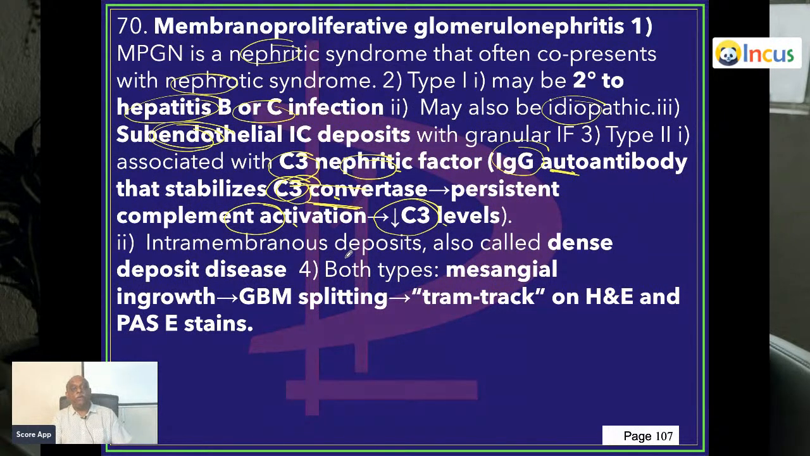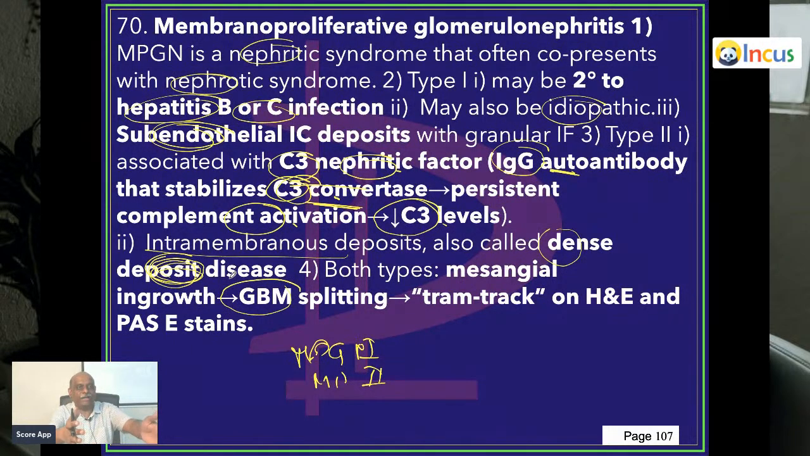Sometimes in membranoproliferative glomerulonephritis, instead of being subendothelial, deposition can even occur inside the GBM. Then that is called intramembranous deposits. When such deposits occur, it is called dense deposit disease, is what you need to remember. Now, MPGN has two types, MPGN type 1, MPGN type 2. In both these types, the mesangium will grow inside. You have GBM, you have mesangium, and this leads to splitting of the glomerular basement membrane. It looks like a tram track if you do the hematoxylin eosin staining.